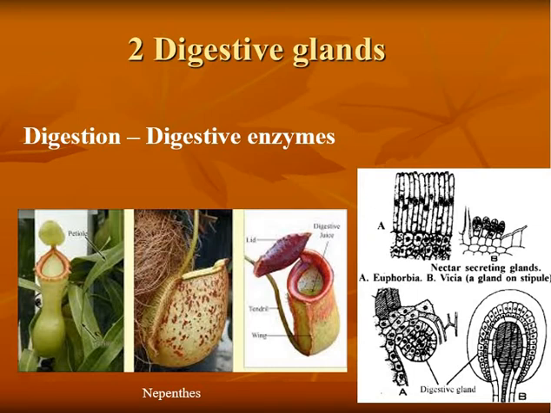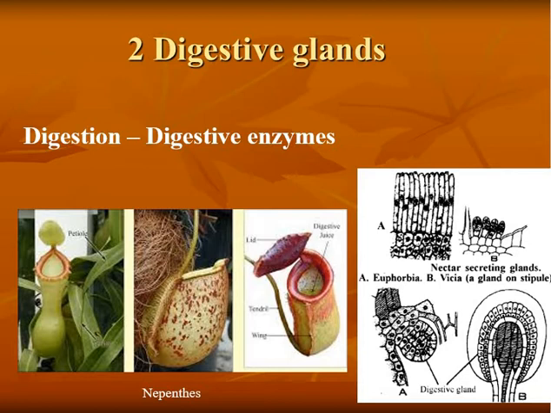A group of plants called pitcher plants has modified leaves where the leaf lamina has converted into a flask-shaped structure called a pitcher. What is this pitcher? This is an organ which can make hydrolytic enzymes, digestive enzymes.